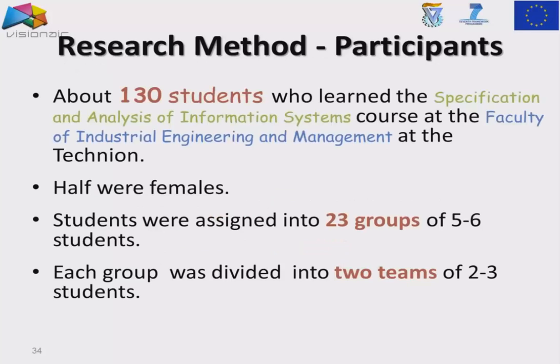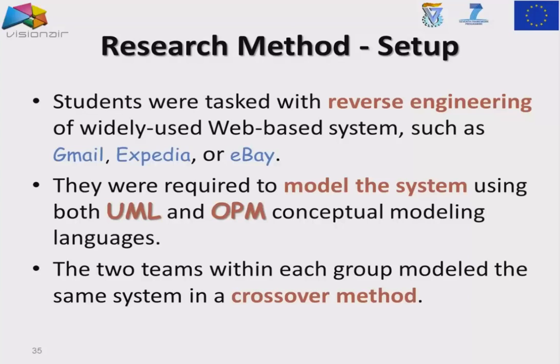In this course, we had about 130 students who learned a specification and analysis of information systems course in our university. Half were female students. The 130 students were assigned to 23 groups. Each group was constructed of 2 teams. The project they had to construct, they had to reverse engineer well-known web-based systems such as Gmail, Expedia, eBay. There are 23 sites like this. We asked them to reverse engineer those sites.